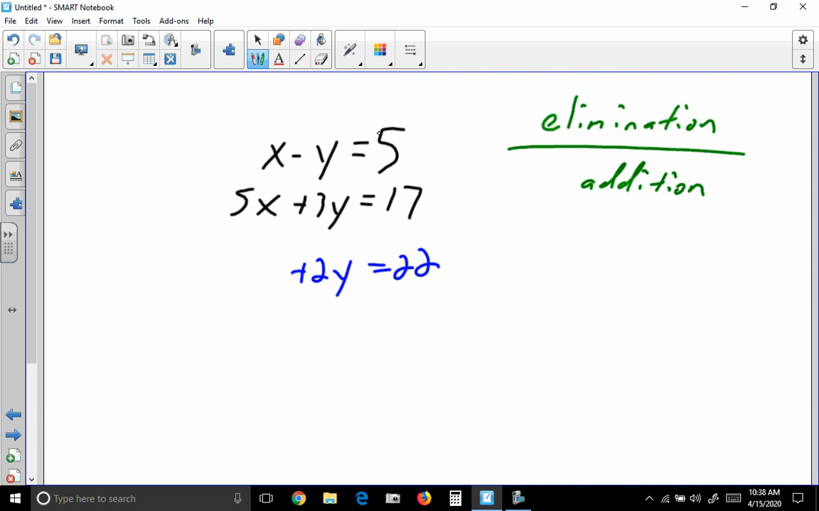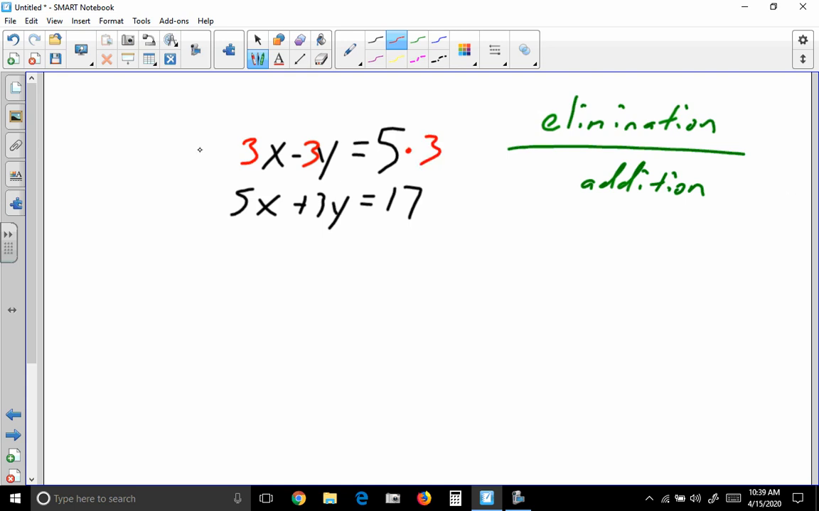But we can do something to at least one of the equations to make it so that our x's or our y's do cancel. Notice we have a positive 3y here. If we were to have a negative 3y there, when we add that column, those would cancel. Well, we can't just put a 3 there, but we can multiply every term by 3. We can multiply that entire equation by 3, and that'll give us 3x minus 3y equals 15.